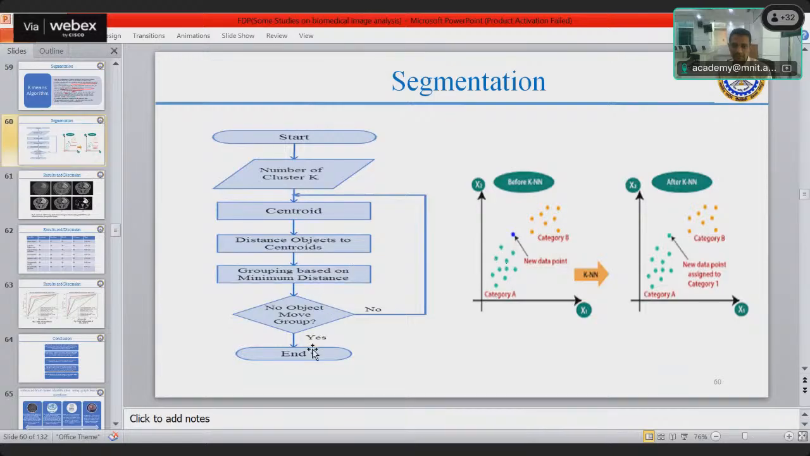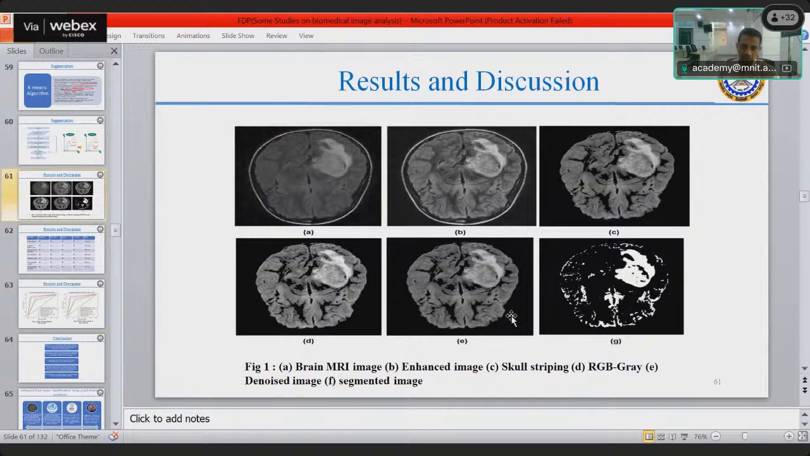Here it is the same thing: category A, category B. And why are we interested? Because here also two sets of data are there, tumor and non-tumor. That's why k-means is working well, as this is very basic. So this is the segmented image. Here you have separated the image into two parts: one is the tumor and the other is the skull part.